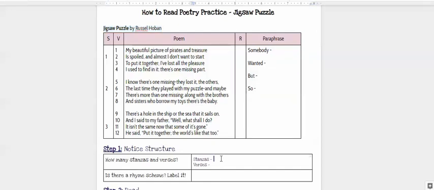So, how many stanzas are there? 3. How many verses are there? 12. And what is our rhyme scheme? Our rhyme scheme is A, B, A, B, because I see treasure rhymes with pleasure, so both of those are A, and start rhymes with part.